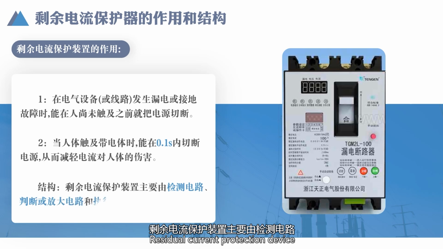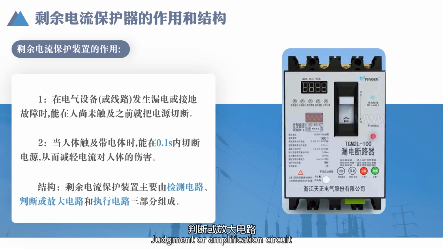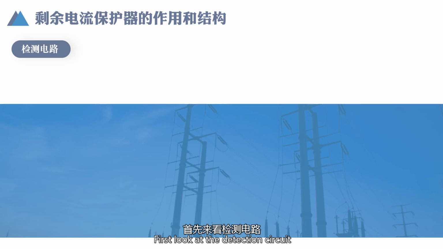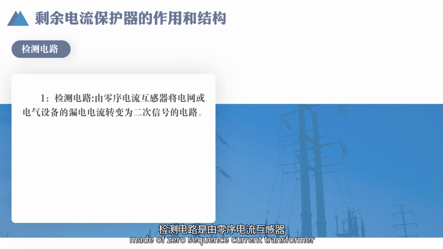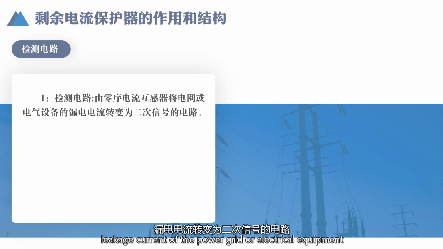The residual current protection device mainly consists of three parts: the detection circuit, the judgment or amplification circuit, and the actuating circuit. First, look at the detection circuit. The detection circuit is composed of a zero-sequence current transformer, which converts the leakage current of the power grid or electrical equipment into a secondary signal circuit.